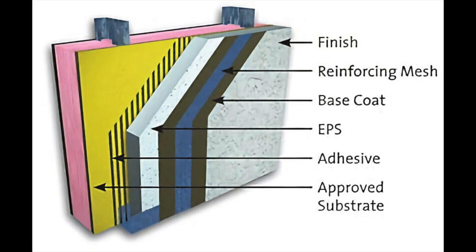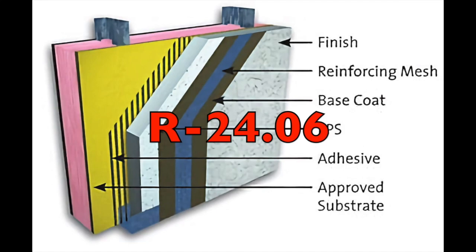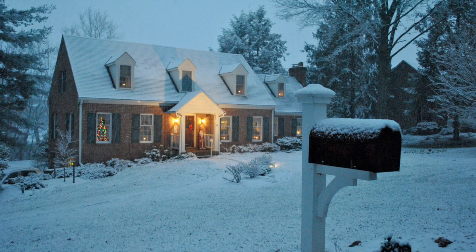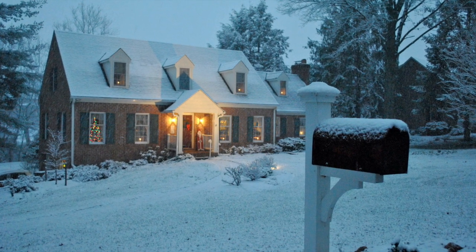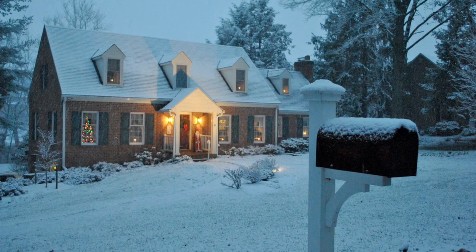If the outer surface of the wall is covered with 2 inches of EPS exterior insulation, this adds an R value of 10. Then the total R value is 24.06. This is in the range of an R value recommended for outside walls in a colder climate of the northern US.